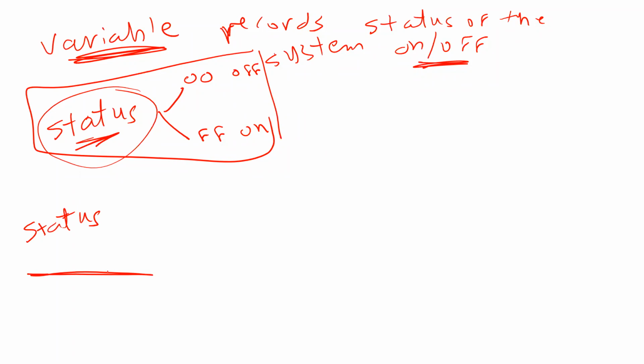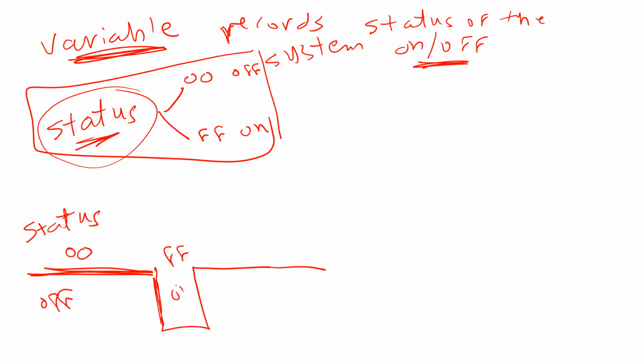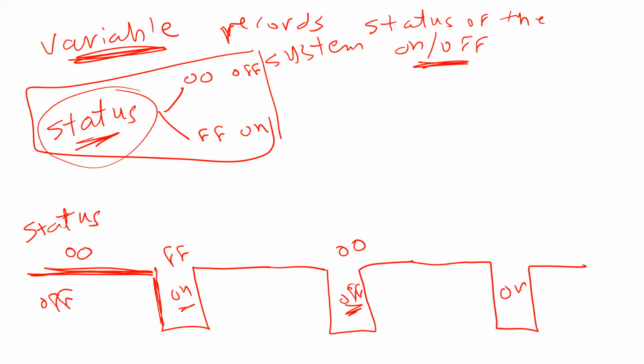Here I'm assuming in the very beginning the system is off. That means the status should be 00. This is the status. And now when you press the button, I'm going to make the status FF, and it's going to continue as FF, because now the system should be on. When you press the button again, the system has to be off, so I'm going to change the status to 00 again, and then the same thing again. When you press again, I'm going to make the system on, so I have to change the status to FF, and so on. Is that okay, guys?